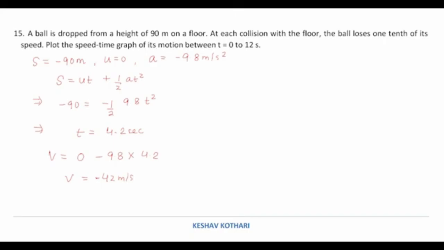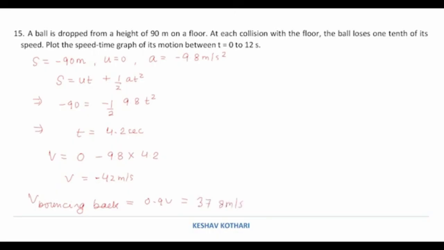And over here we put another aspect, the velocity of bouncing back. So the question is saying that it is bouncing back after losing 1/10 of its speed. So I can say with 90% of the speed. So we are doing 0.9 v and we calculate it to be 37.8 meter per second.